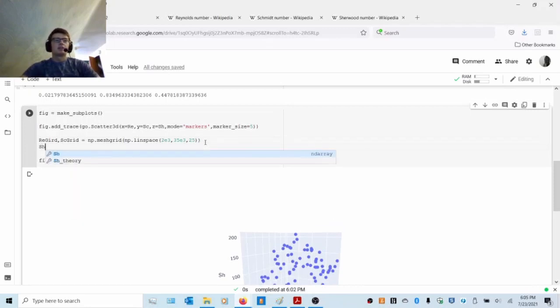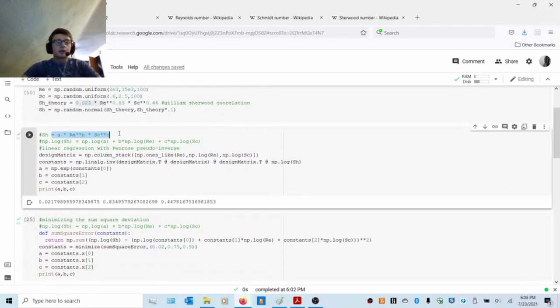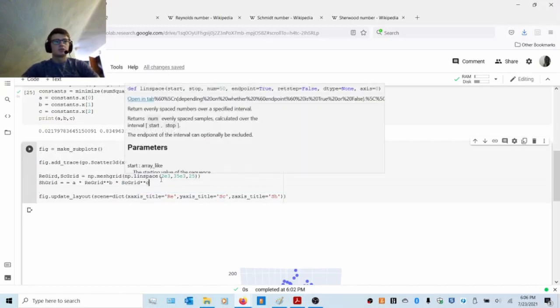Now we need to generate the Sherwood number at the grid. How are we going to generate that? Well, quite simply, we're going to take what we did over here, and using these constants we generated before, we are going to solve for the Sherwood number. So we can just do that.